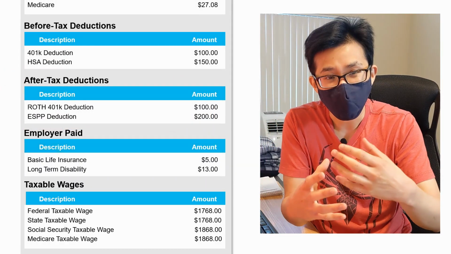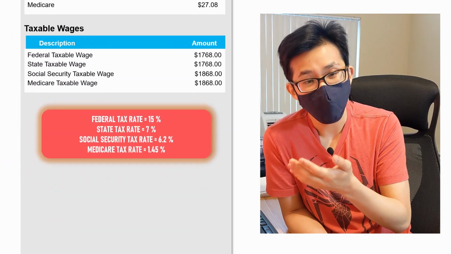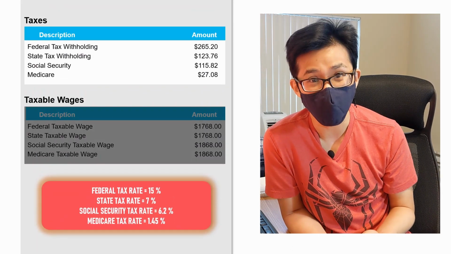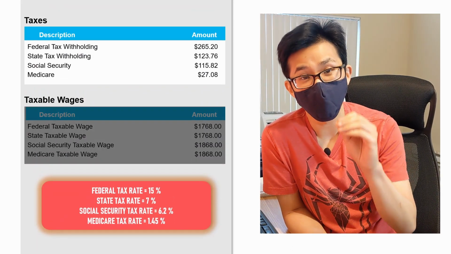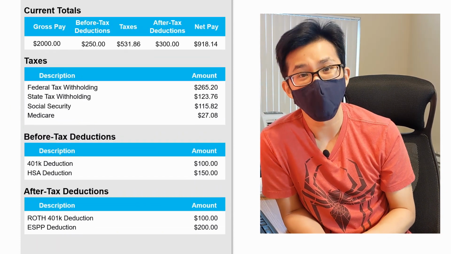Okay, cool. Now that we have broken down all these different items, let's bring all these things together and look at how your net pay is computed. Assuming these are the tax rates for the 4 different taxes, here's how your taxes end up resulting. Next, let's bring in your before and after tax deductions. And now let's look at your current totals again.